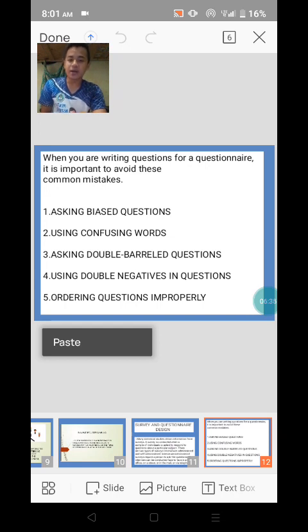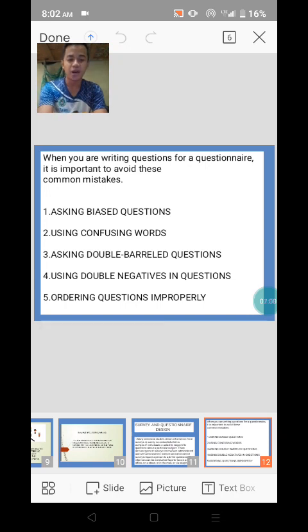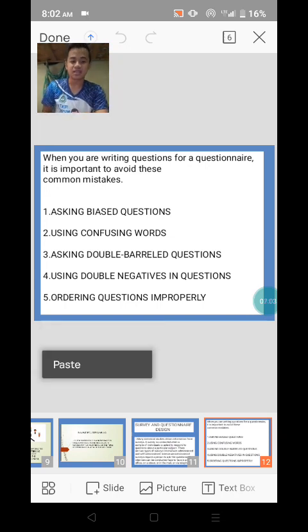Asking double-barreled questions. Sometimes questions contain compound sentences that require the participant to respond to two questions at the same time. For example, the question, "Are you in favor of a special tax to provide national health care for the citizens of the United States?" asks two questions: are you in favor of the national health care program, or do you favor taxes to support it?